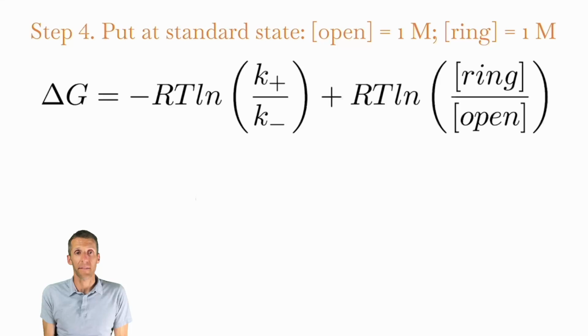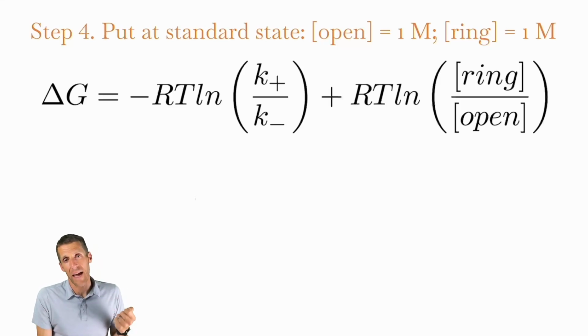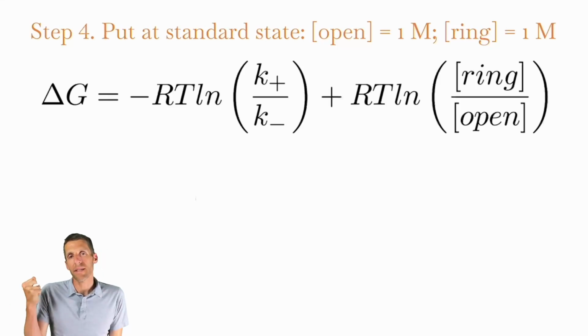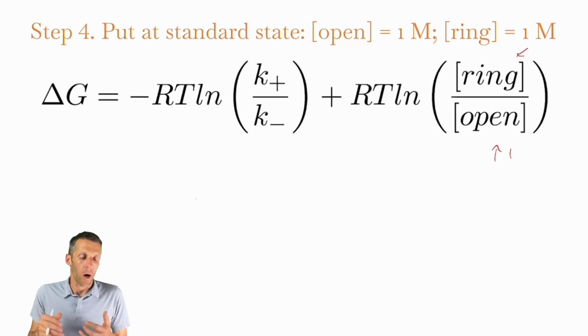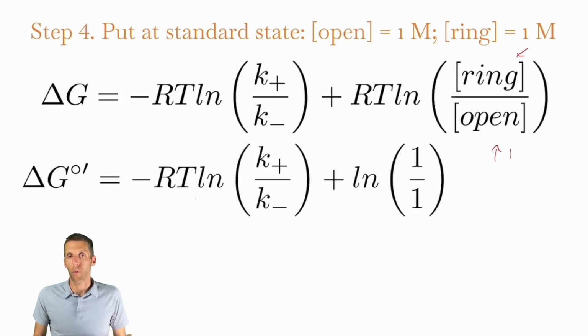So our fourth of five steps is to put this thing at standard state. I already kind of did this, but now we're going to do it in this context. I'm going to set my open concentration to 1. I'm going to set my ring concentration to 1. I'm going to put it at standard temperature and pressure. And I'm going to say we're at delta G naught prime now.